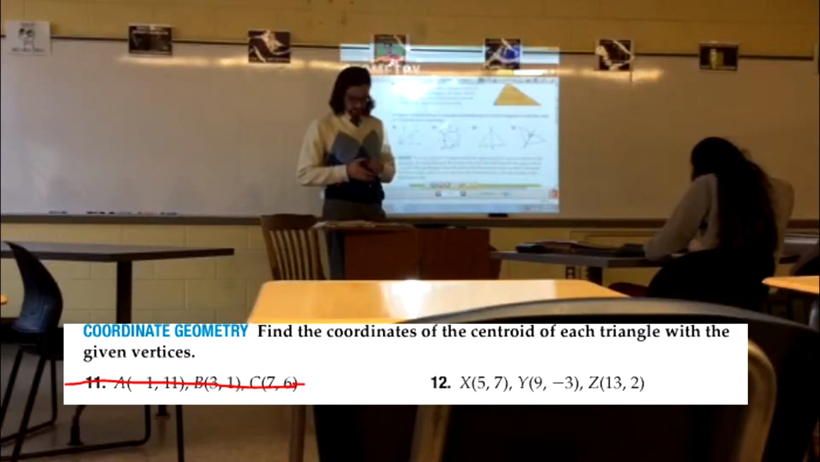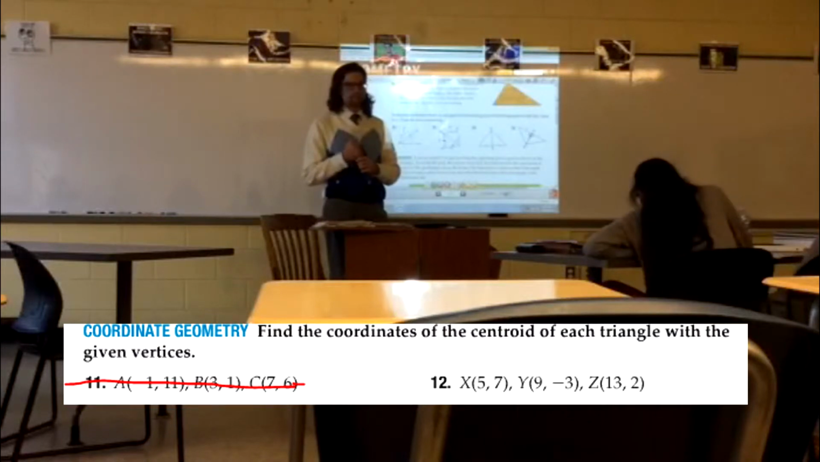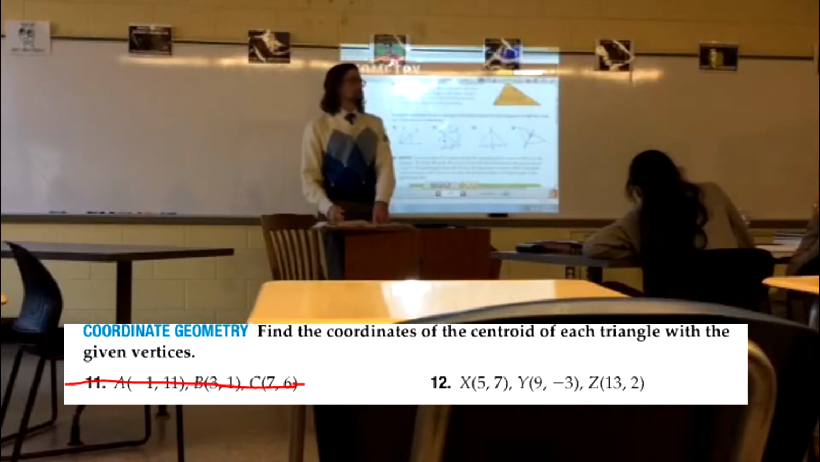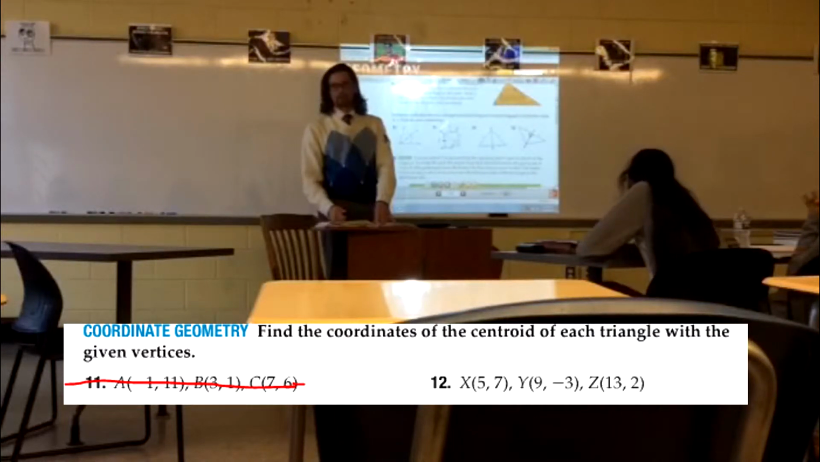Is the centroid ever outside of the triangle? No, centroid's one of the ones that's always inside. It's always on the interior. So whatever coordinate you come up with needs to be on the interior. That's a starting point. What should you be figuring out for centroids? What special point should you be figuring out for centroids?